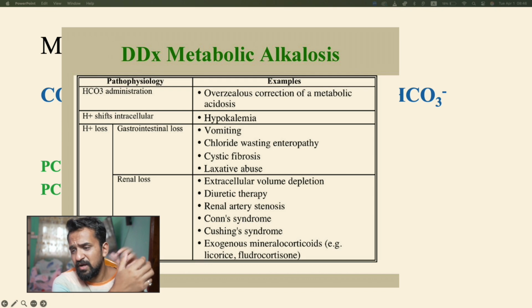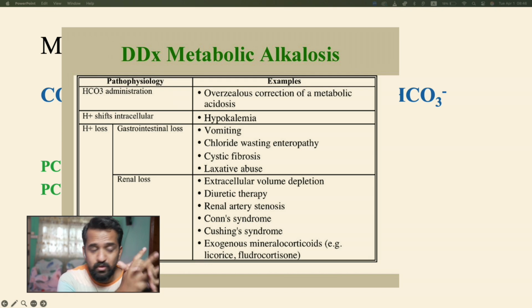It could be that you are administering bicarbonates. If you have given a lot of bicarbonate to a metabolic acidosis patient, they will go into metabolic alkalosis. Hypokalemia has a tendency of shifting your hydrogen ions inside the cell.